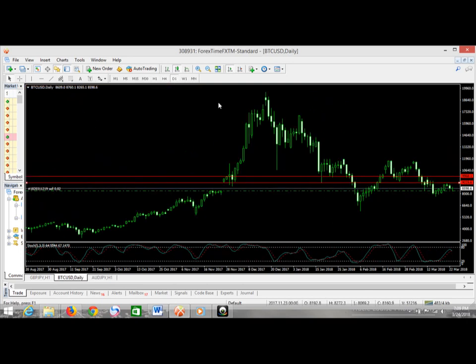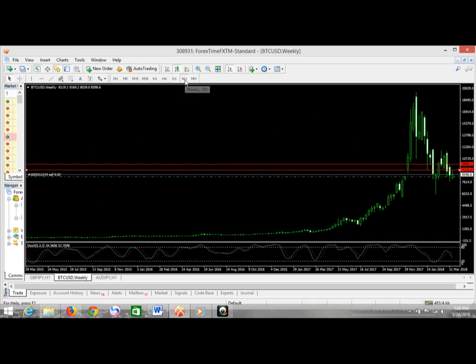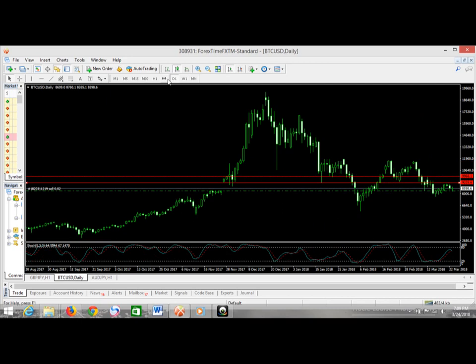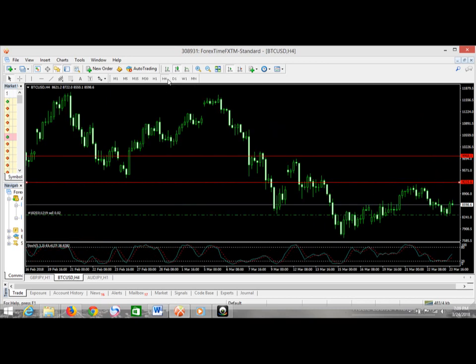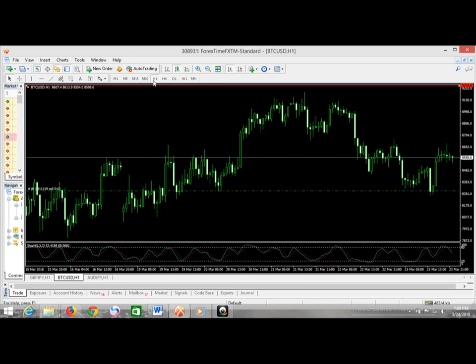Most of the time I use top-down analysis. I use weekly, daily, and 4 hours to detect the market, then 1 hour to execute on the market. What you need to know about the market is that the market oscillates. So we have another indicator we call the oscillator.